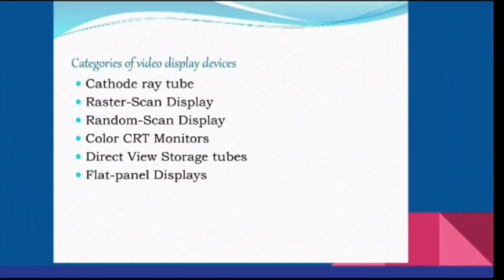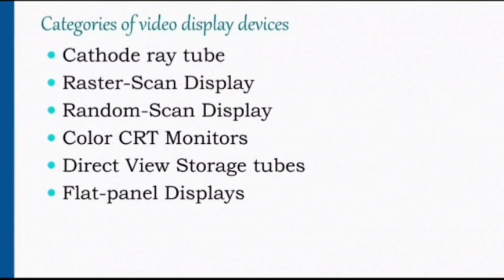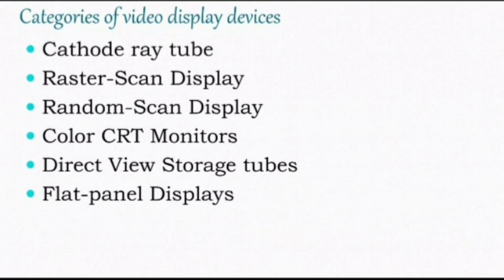There are many types of video display devices. They are the cathode ray tube, raster scan display, random scan display, color CRT monitors, direct view storage tubes, and the flat panel displays. These are all the different types of video display devices, and let us see the first one, which is the cathode ray tube.